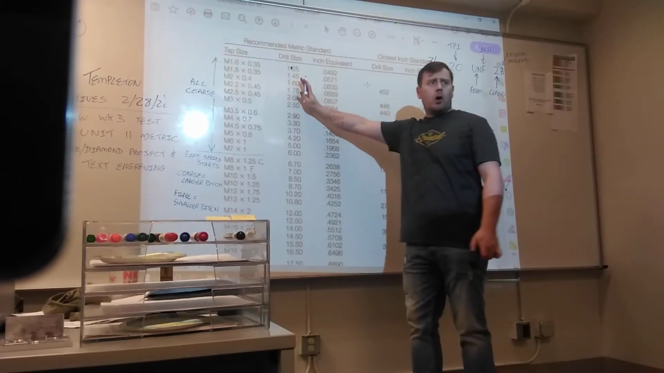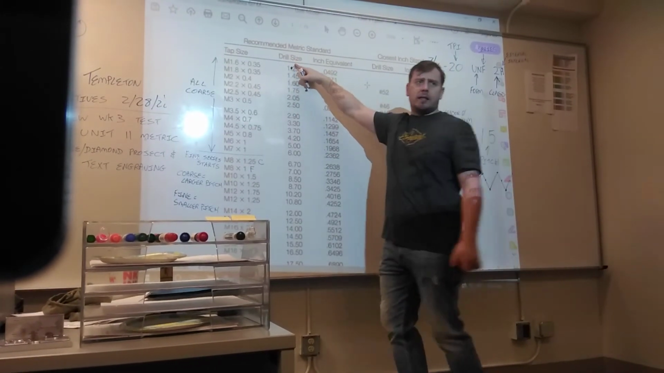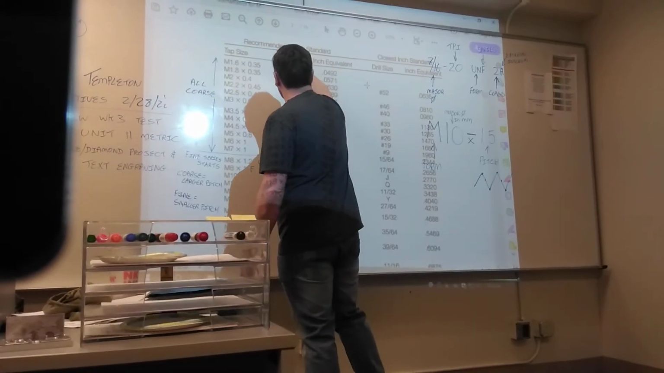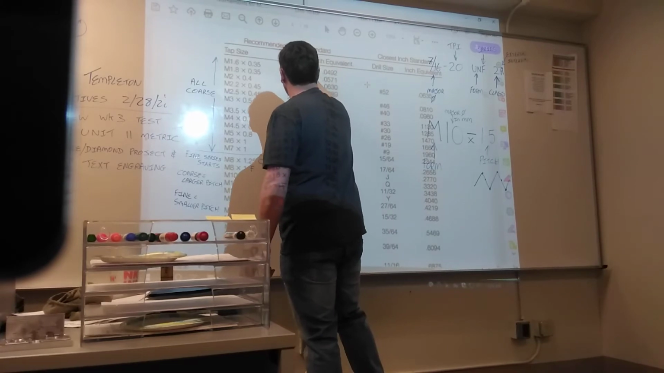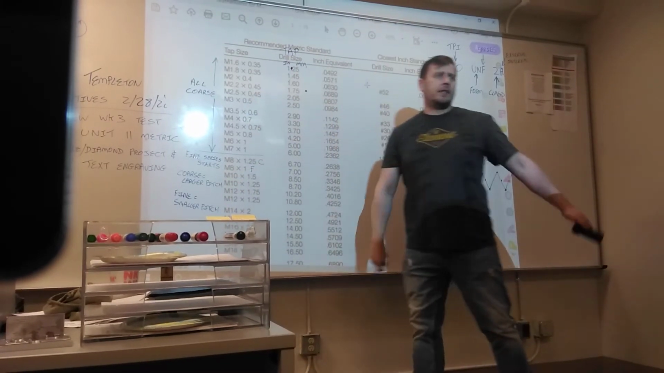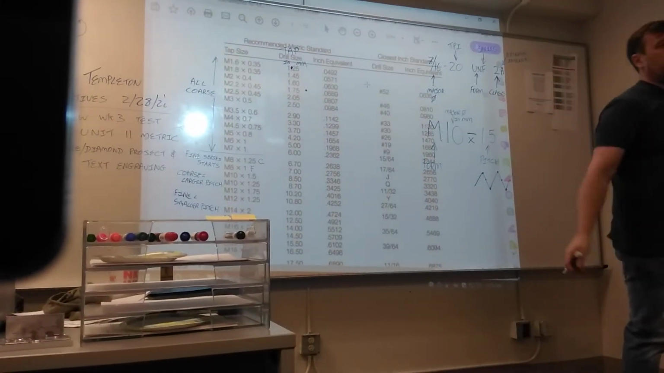In the next column over, it says drill size. That is the top drill size in millimeters.